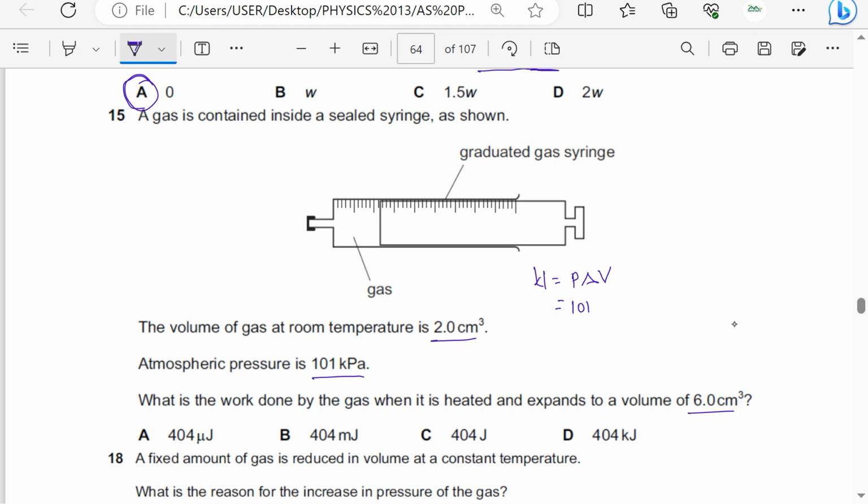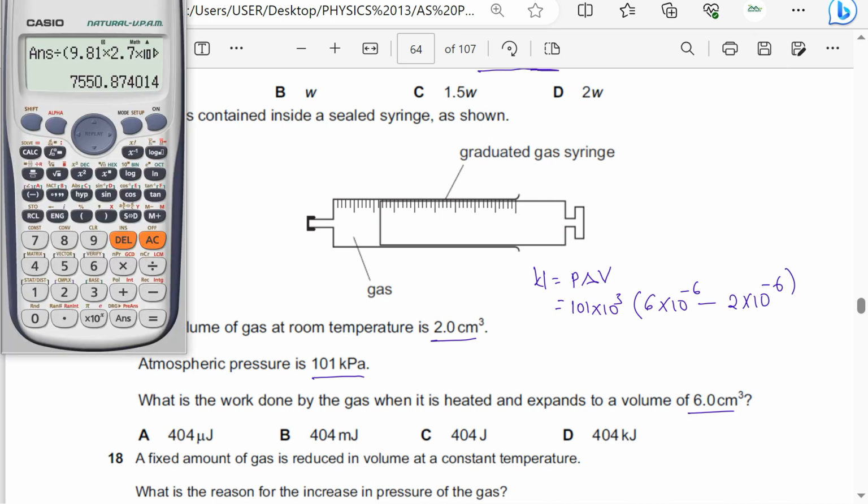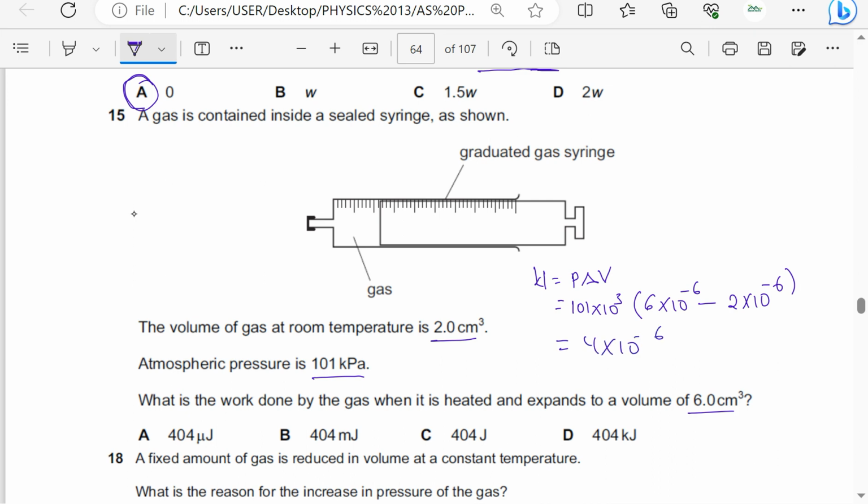The pressure is 101 times 10 power 3. And the change in volume is, we have 6 centimeters cubed and 2 centimeters cubed, so that is 6 times 10 power minus 6 to change it to meters cubed, minus 2 times 10 power minus 6 to change it to meters cubed. So this gives us 4 times 10 power minus 6.